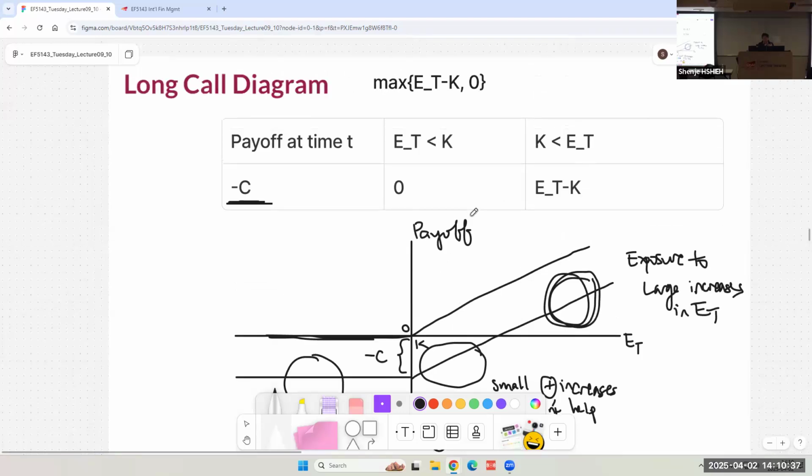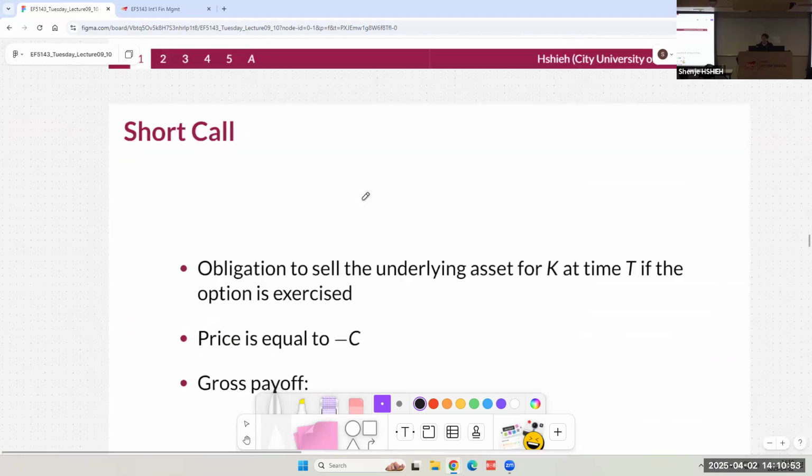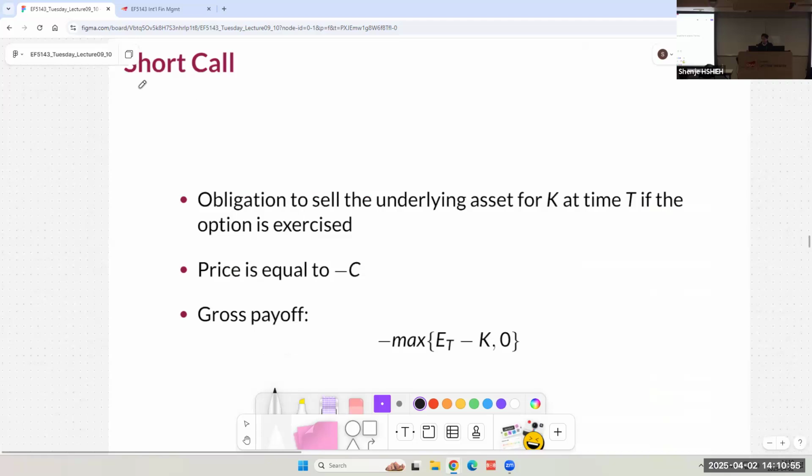All right, so that's long call. You can take short call. If you know what short call means, that just means you put a minus sign and you flip the graph like this, okay? You flip it over. So let me show you what that looks like. Because you are short, you receive C, okay?